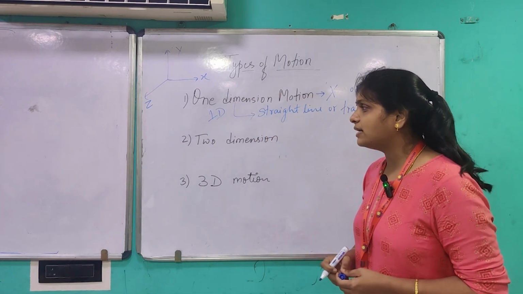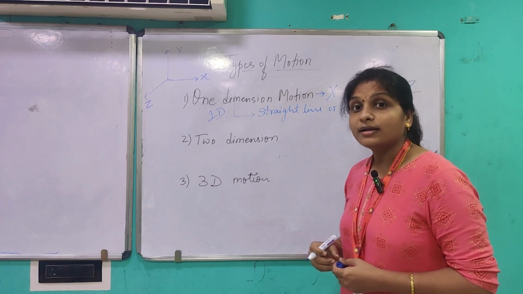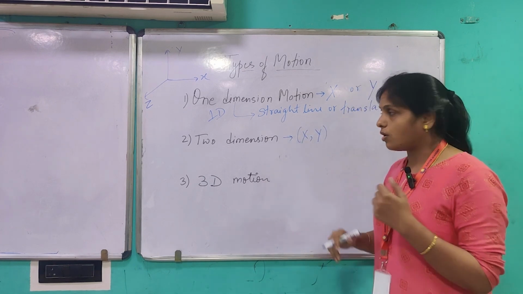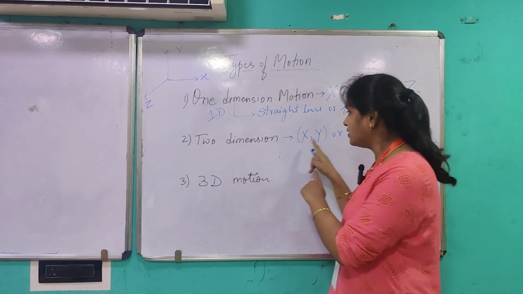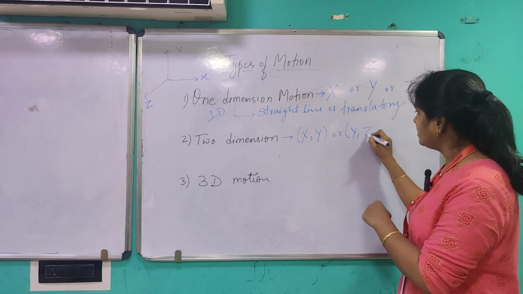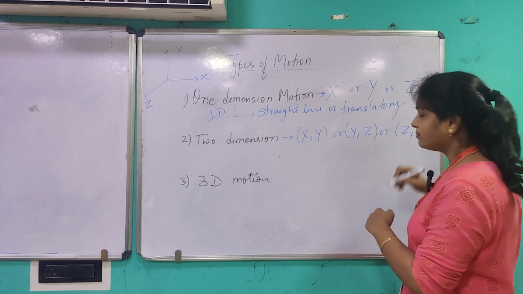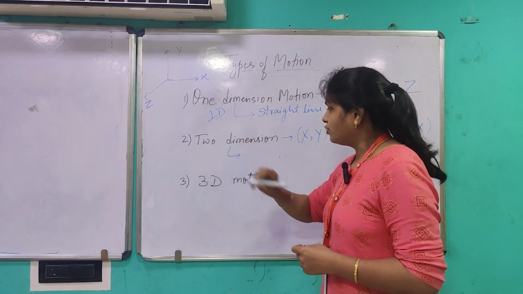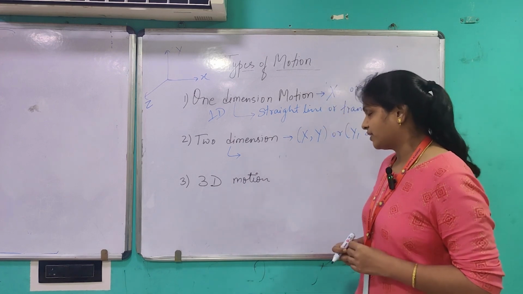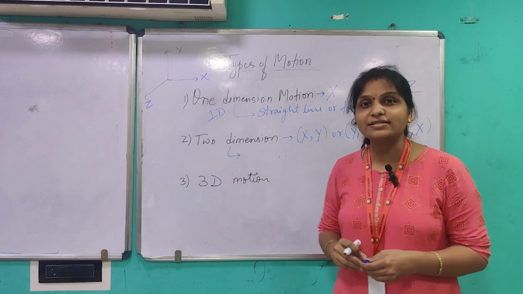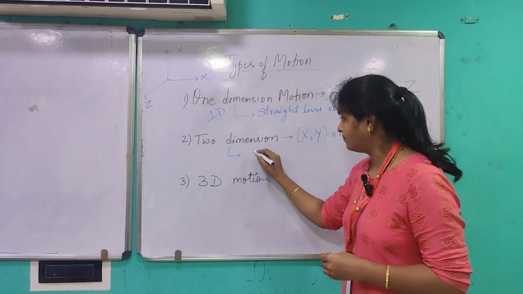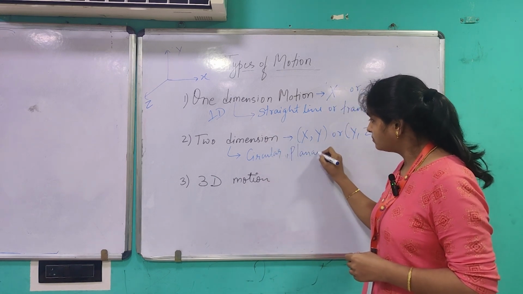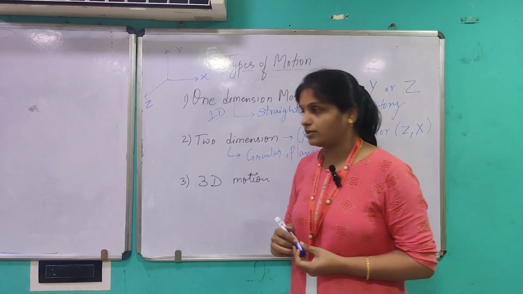Now it's easy to understand what two dimension motion is. It consists of the x and y axes, or it should contain any two axes: either x and y, y and z, or z and x. It should contain a minimum of two axes. So what is another name for two dimension motion? Think for 10 seconds. Circular motion, planar motion, etc. are two dimension motion.